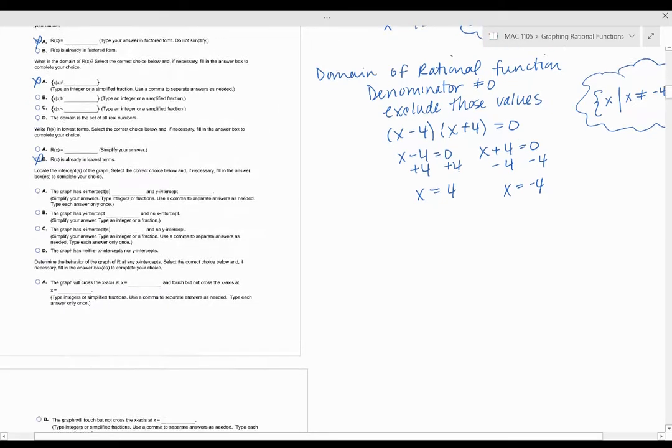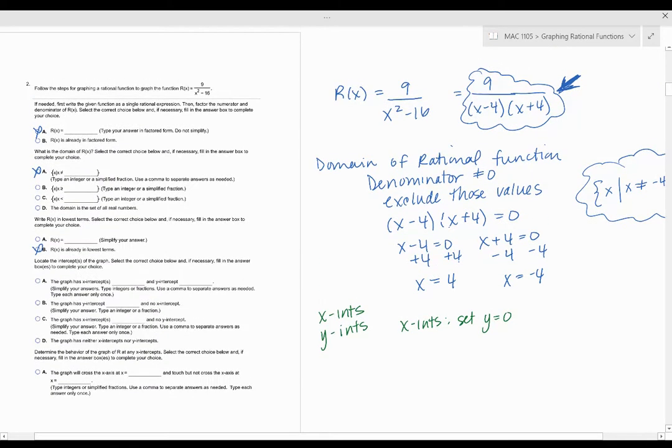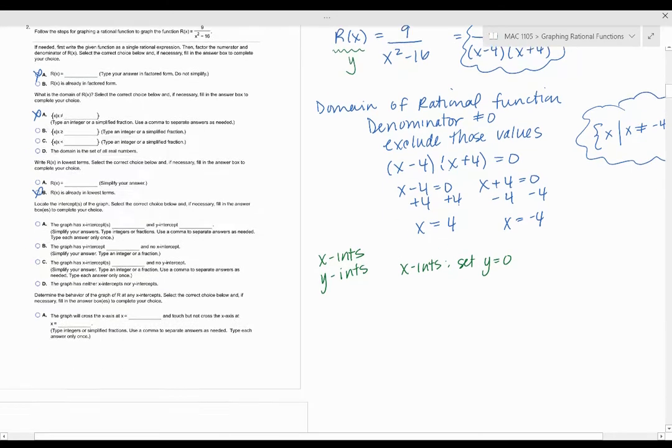All right, next part. It says locate the intercepts of the graph. Select the correct choice below, and if necessary, fill in the answer box or boxes to complete your choice. We know that there are two types of intercepts: x-intercepts and y-intercepts. If we're looking for our x-intercepts first, that means we're going to set y equal to 0 and solve. Remember we're in function notation, so r of x takes the place of y. We're going to replace it with 0.